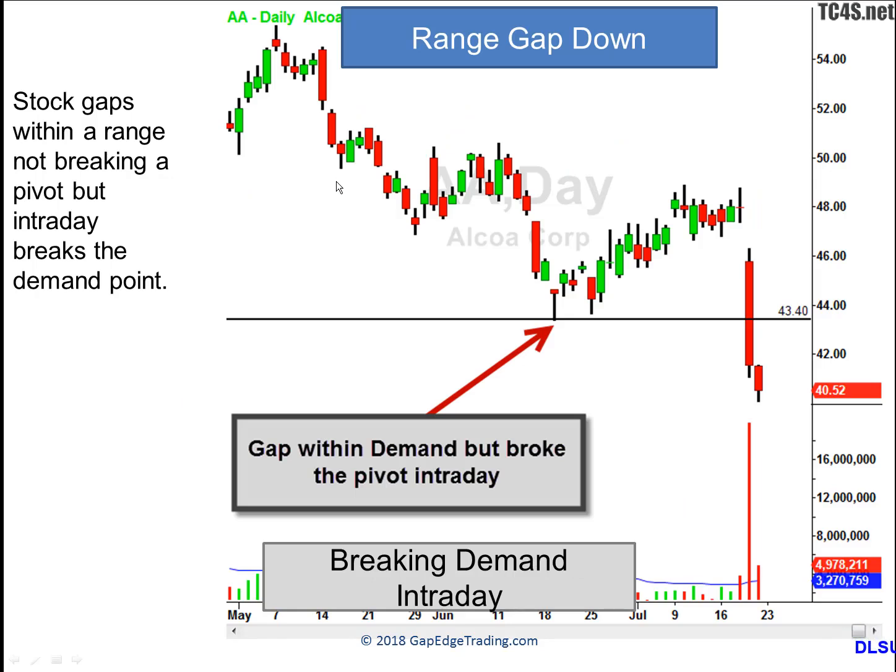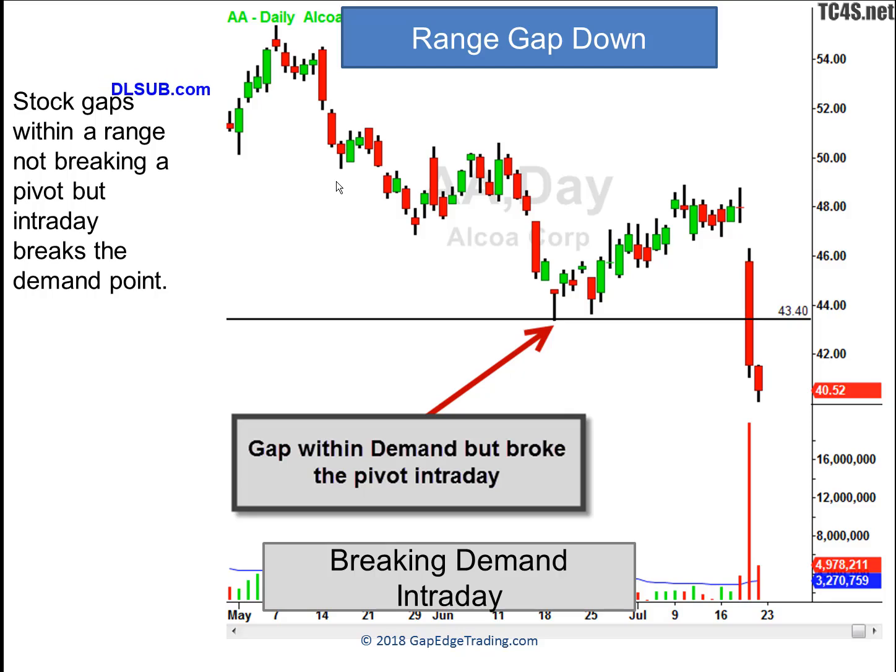Here's a range gap down. Stock gaps within a range, not breaking a pivot intraday, but breaks a demand point. Now typically you will know these in action because of a lot of volume in the pre-market. So the gap within the demand, but broke the pivot intraday.